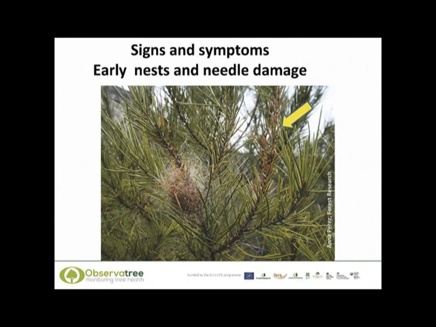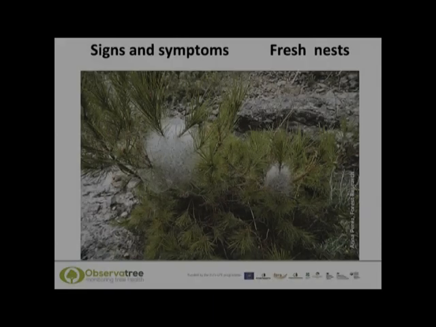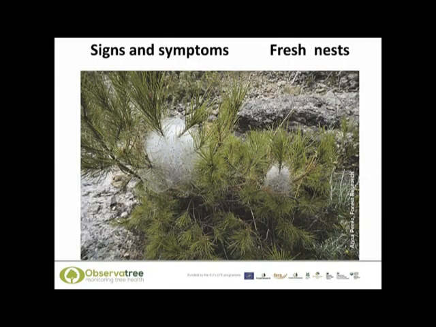Here we have an example of a very early nest, so small and not yet white. Well, you can just about see the white webbing just beginning to build up. And you can see here on the right, where the arrow is pointing, this browning on the needles caused by the caterpillars feeding. So here we have two more fresh nests in the same tree, again looking white and fairly conspicuous.